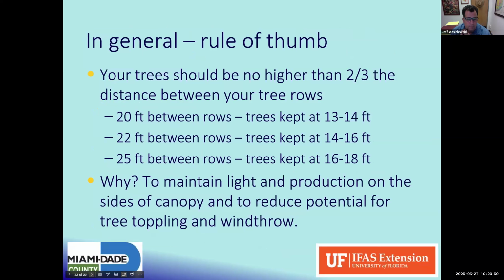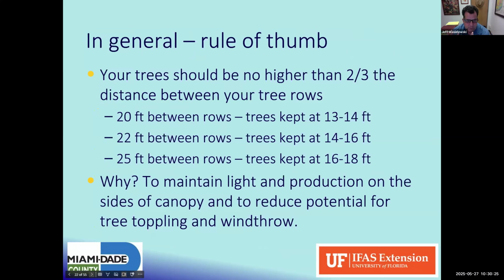Okay, rule of thumb for pruning. Your trees should be no higher than 2/3 the distance between your tree rows. So you have your rows, then in between those rows, you have a distance. If the distance is 20 feet, 2/3 of that is 13 to 14 feet. So that's the height of your trees.